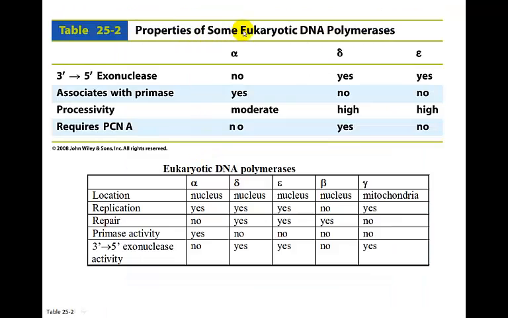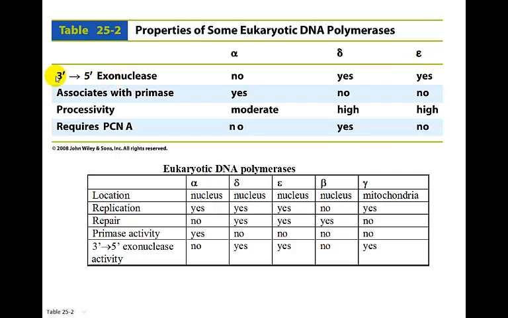Properties of some eukaryotic DNA polymerases. So we've talked about prokaryotes, and eukaryotes are going to have a lot in common. And we're not going to generate a completely different mechanism just because you're a eukaryote or a prokaryote to replicate your DNA, but you could probably guess that the replisome is going to be more complicated. So we're going to have, rather than 1, 2, and 3, we're going to have alpha, delta, and epsilon.